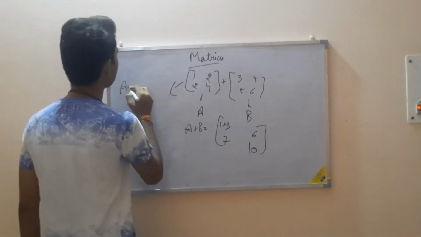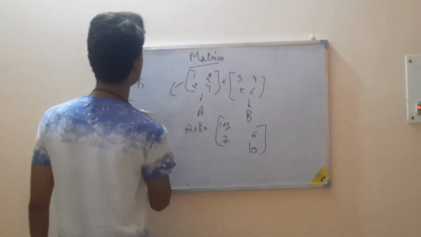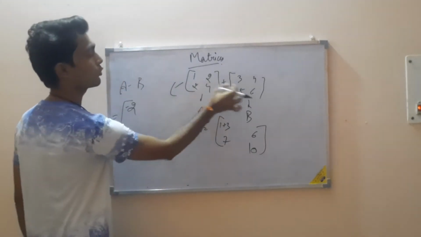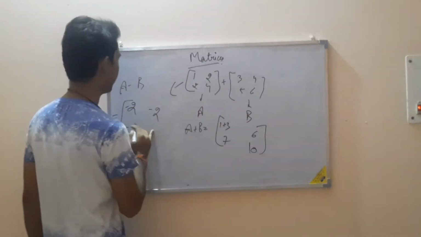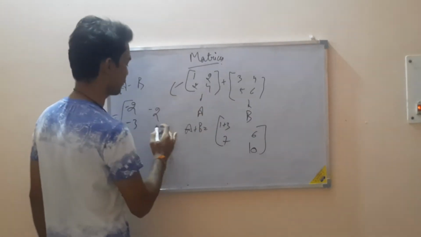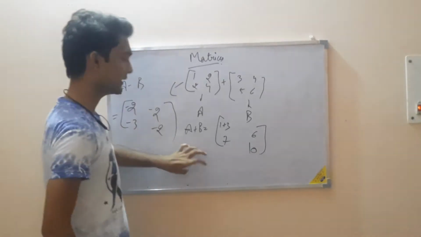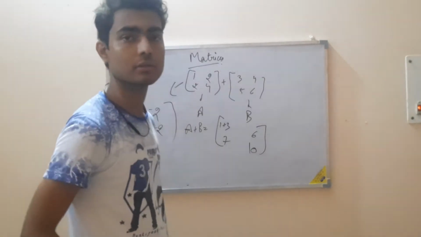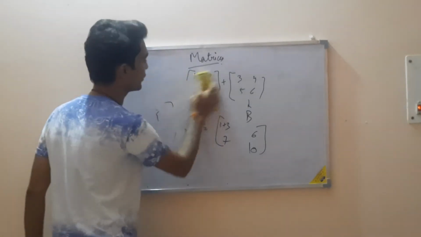In this way, if we were doing A minus B, it will be 1 minus 3, that is minus 2, 2 minus 4, again minus 2, 2 minus 5, minus 3, and 4 minus 6, which is minus 2. So it's quite easy. Now we will slowly go over the main topics that we need to discuss in this video.